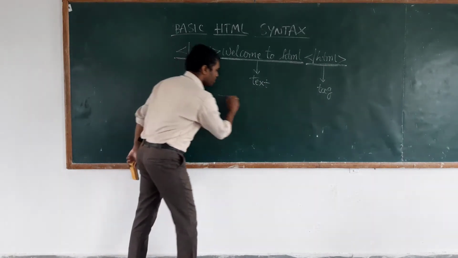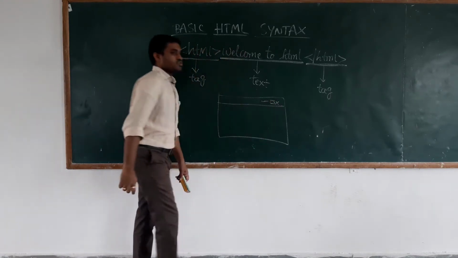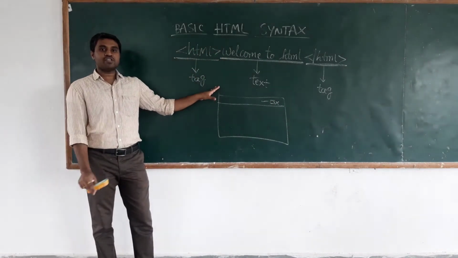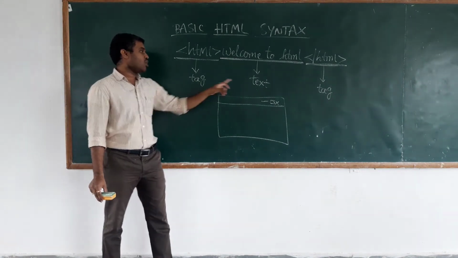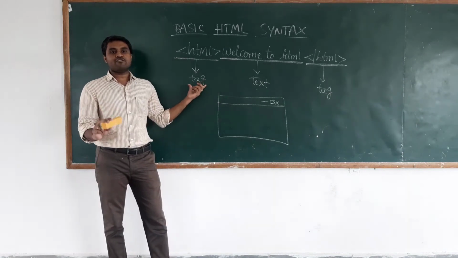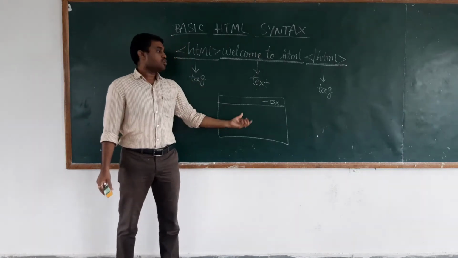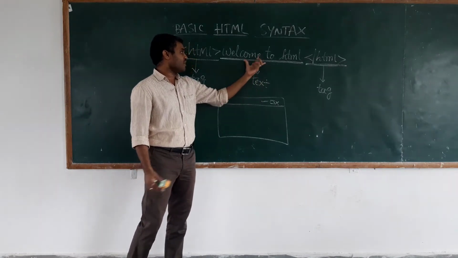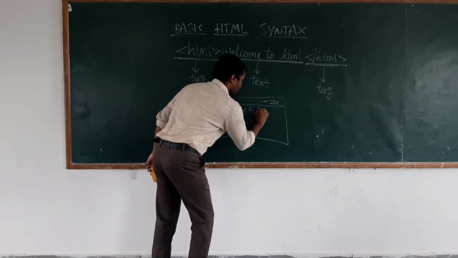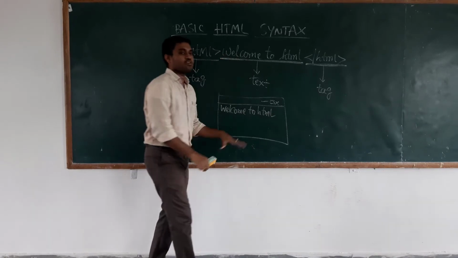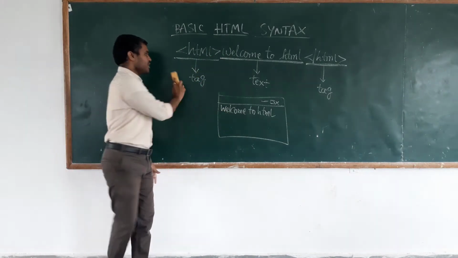Now what is the output of your program? The output is displayed in a window. We have already discussed two important points: the web browser knows only two things, whether it is a tag or text. If it is a tag, that tag will be processed. If it is text, that text will be displayed on your web page. Since the only text in our program is "welcome to HTML", we will get "welcome to HTML" as the output. We'll discuss one more example.